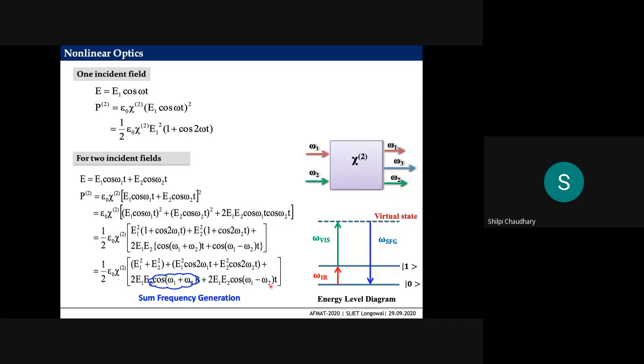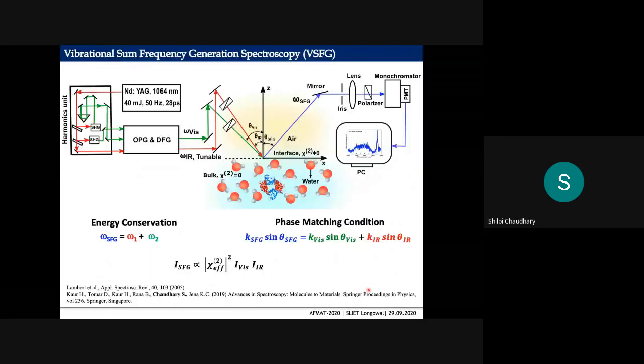So to summarize, this is the Jablonski diagram, or in simple words, the energy level diagram, where we have two input lasers, which give us one output laser beam having the frequency sum of the two incoming laser fields. All right. So now coming to sum frequency generation spectroscopy.